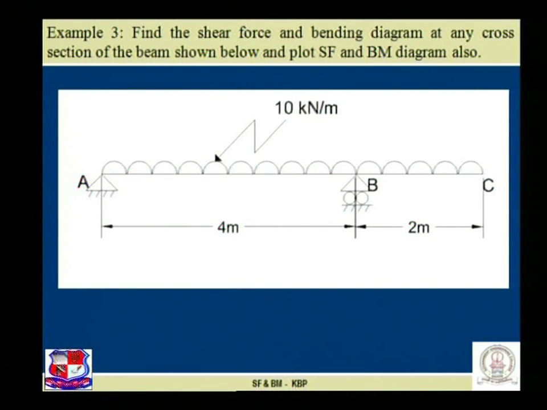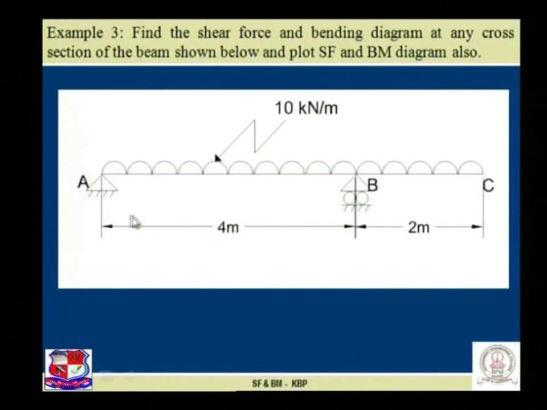Before we proceed further, you have to do this problem at your room, at your home, at your college. Try to understand very carefully. See the problem over here. The overhanging beam is there, length of 4 meter, and the overhanging projection is of 2 meter, subjected to the UDL throughout.